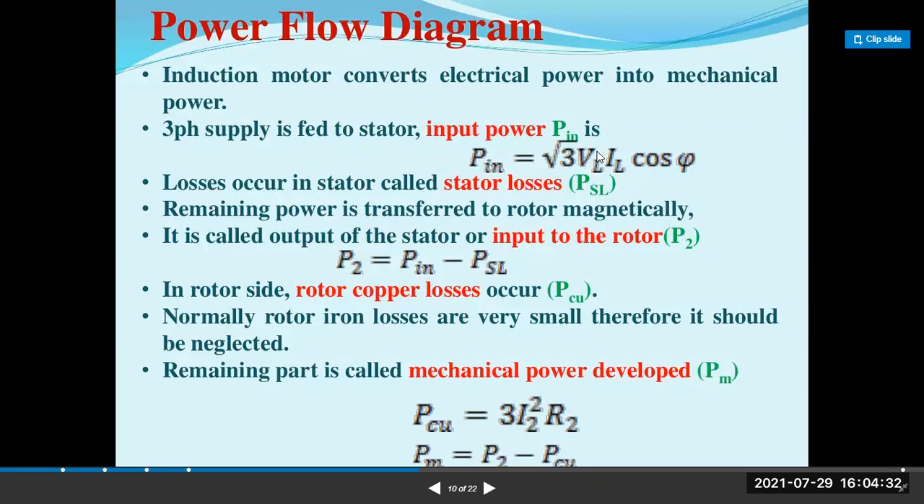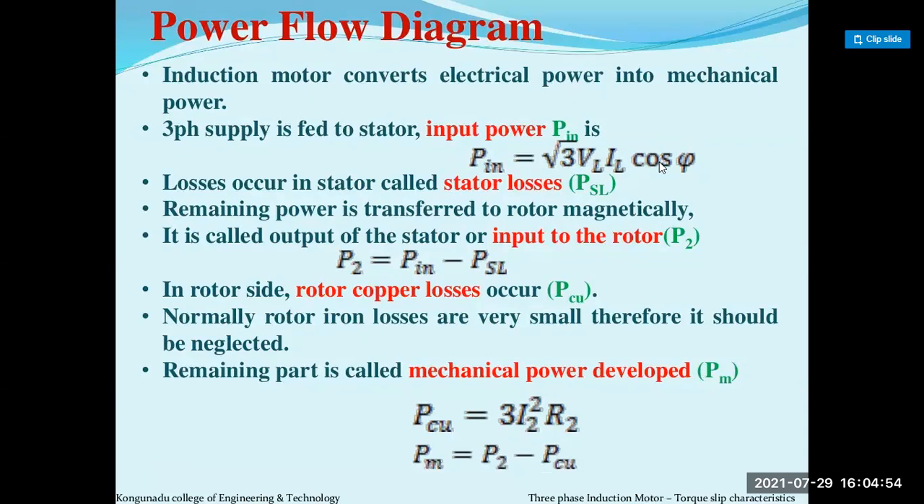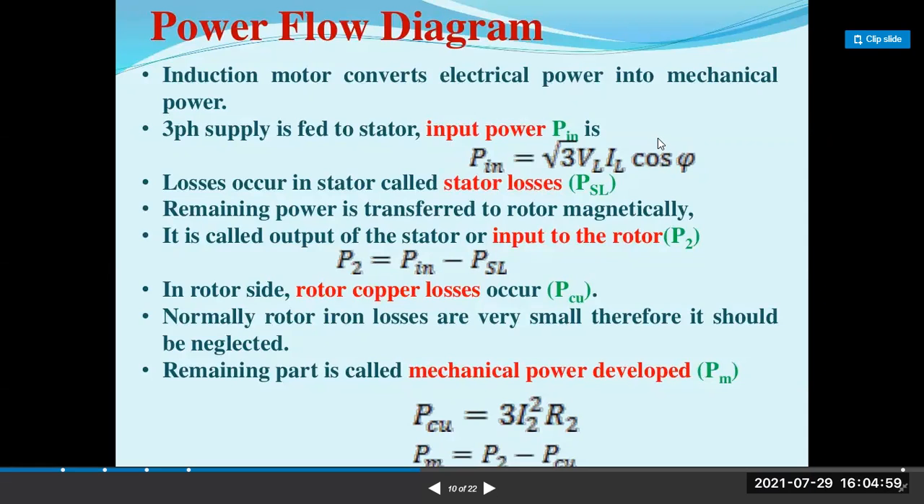Because if you put the value of VL equal to root 3 into V phase, you will get root 3 into root 3, that is 3. And there, this line voltage will be converted to phase voltage, and this line current will be converted to phase current, because in a star connection, the line current and phase current are equal. So this is the input power in terms of your line. But in terms of your phase connection, when you write this term, you will get 3 into V phase, I phase, cos phi. Here it is written in terms of root 3, line voltage and line current.